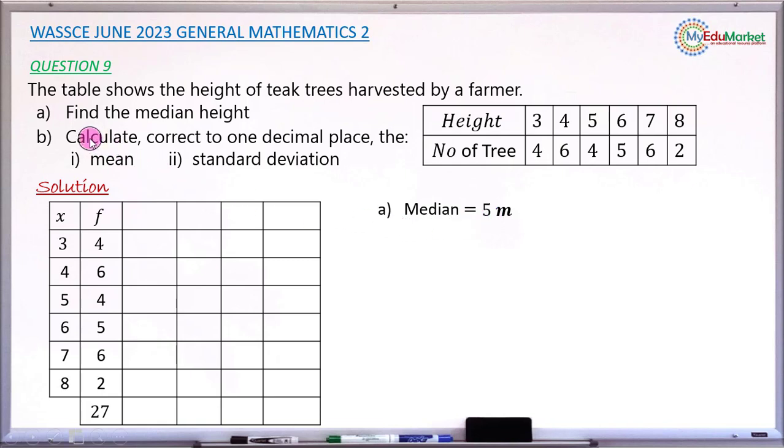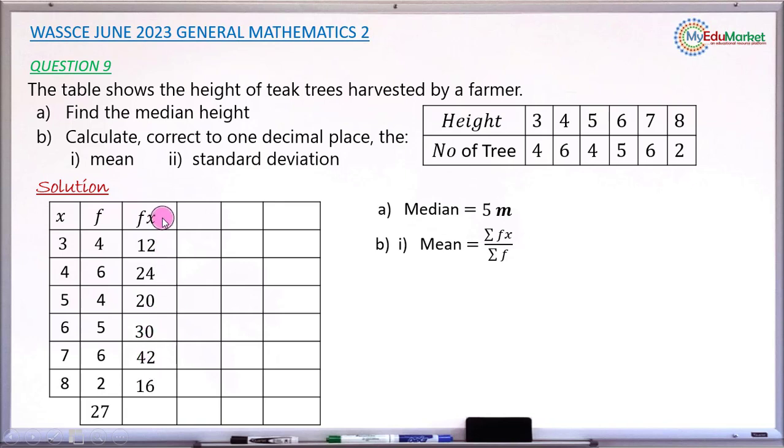I'll move to question B. In question B, we have 2 questions to answer, starting with the mean. The mean is given by the formula summation fx divided by summation f. So I will now come to my table. I have to have a column for this fx. I already have summation f. So let me just have a column for fx. Fx means each f times its corresponding x. So 4 times 3, that gives 12. 6 times 4, that gives 24. I'll continue like that. So I'm going to have 20, 30, 42, and 16.